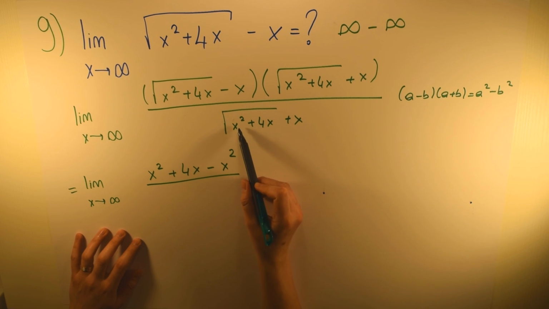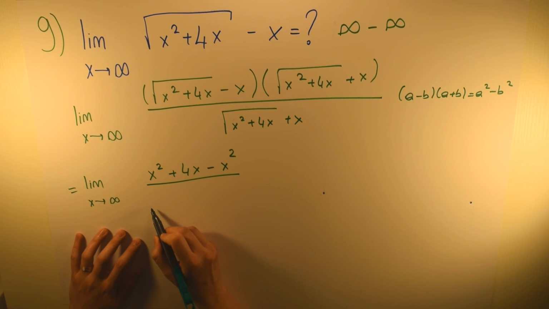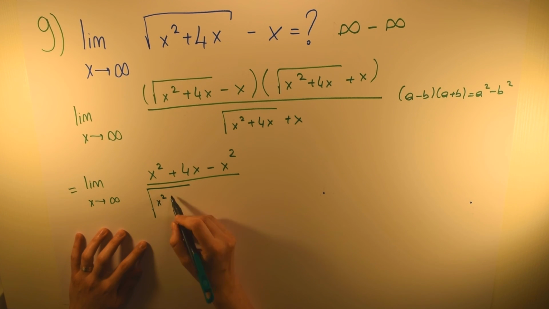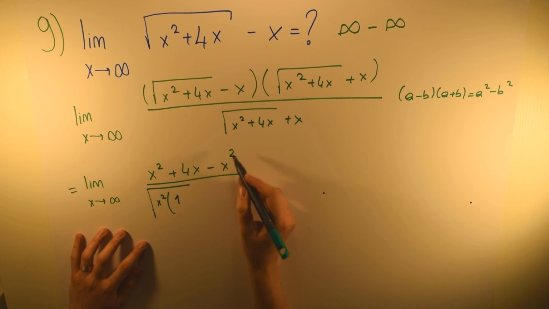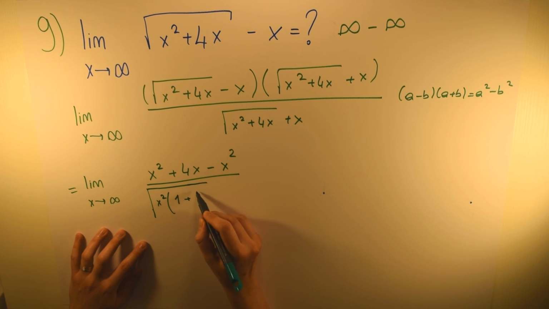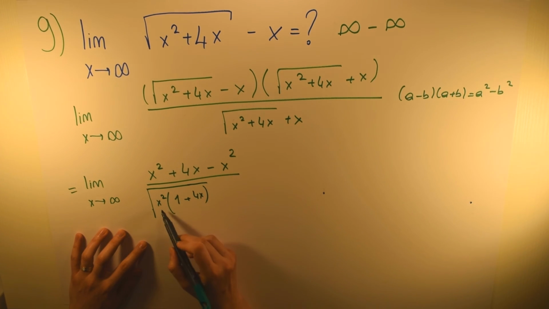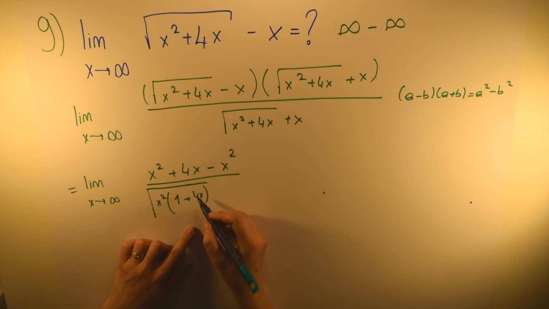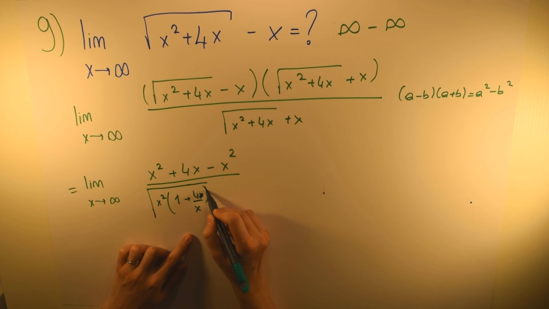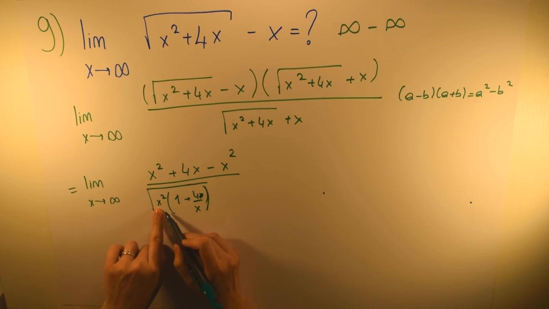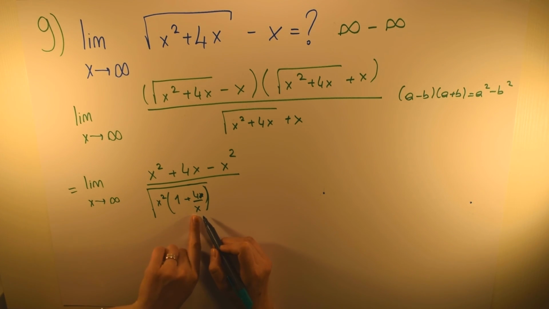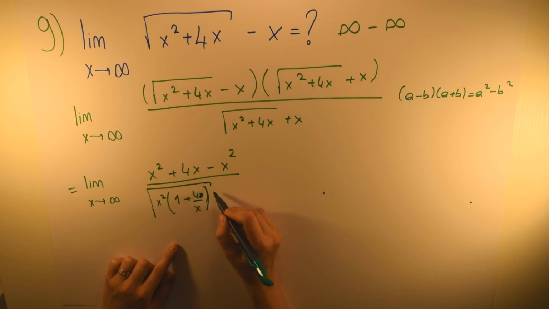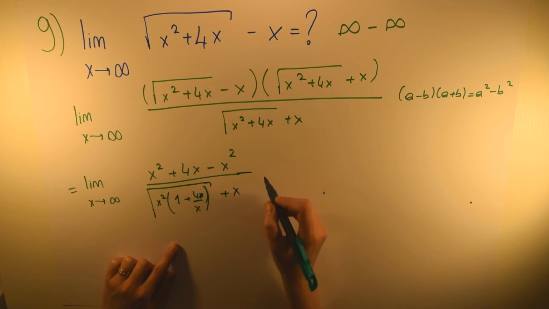So this is equal to square root of x squared plus 4x. But how can I write this? I can take the highest exponent, right? So here we have x squared, so it's 1 plus, here we have 4x. Sorry, I cannot write this 4x; this is equal to 4 over x. Yes, 4 over x, because when you multiply x squared by 4 over x, it's equal to 4x. Okay, now and plus we have here x.